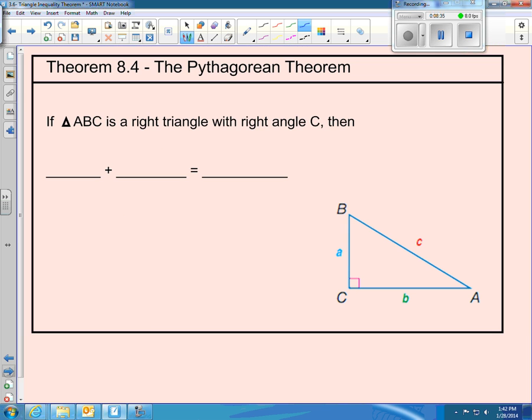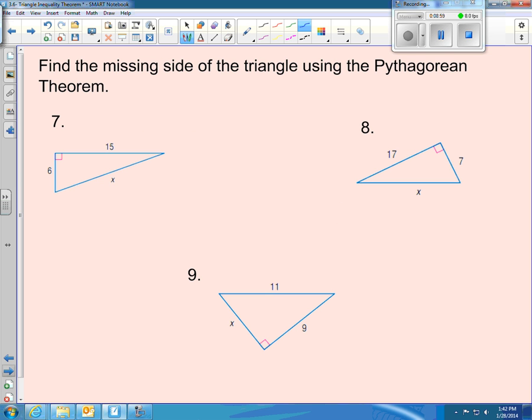Okay. All right. Then we have 8.4 Pythagorean theorem, and that says if triangle ABC is a right triangle with a right angle, C, then, you guys have seen this before, a squared plus b squared equals c squared. Now notice C is always opposite of our right angle. Always, always, always opposite. All right, so this should be familiar for you.